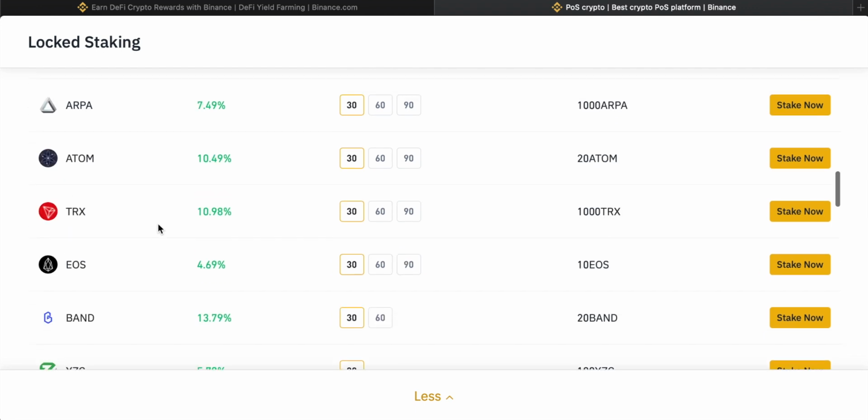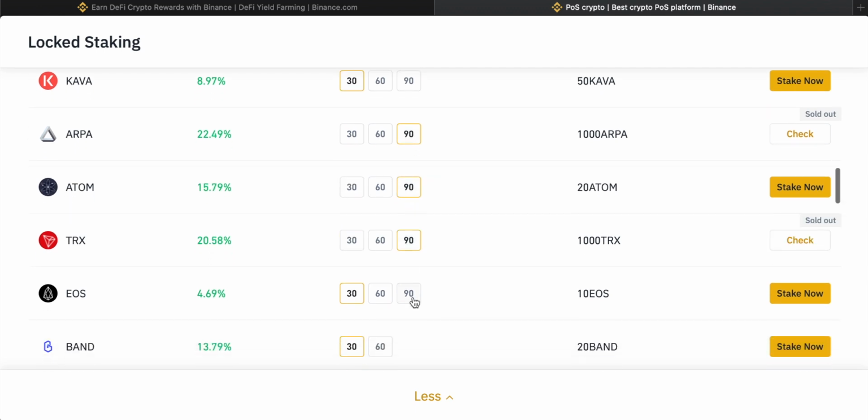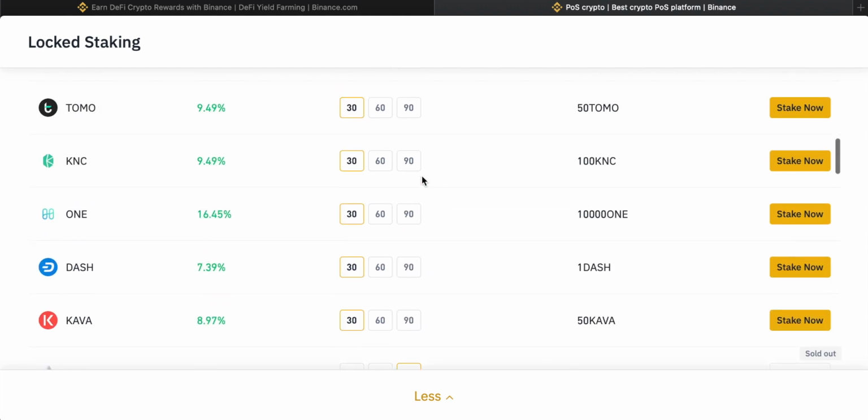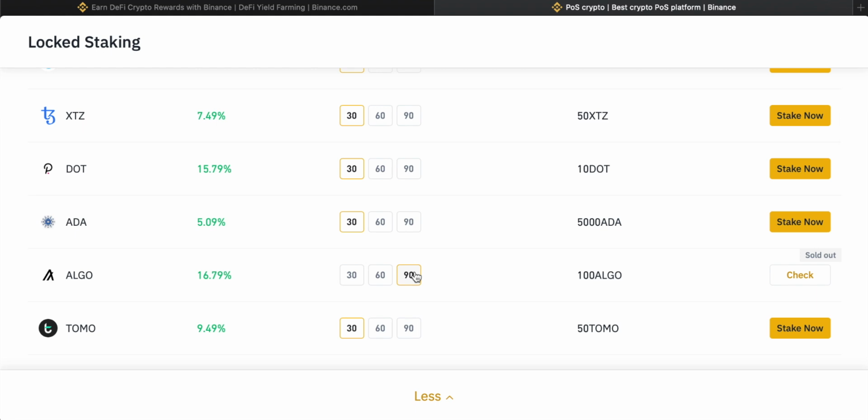Something interesting about Binance though is that you'll see that if you change the staking period to 90 days, most of these products are actually what they call sold out. And you can see that here, sold out or check. So let's go up to a popular product like Algorand. You can see that's sold out. Polkadot, again, 90 days is sold out. And Cardano, 90 days is sold out.